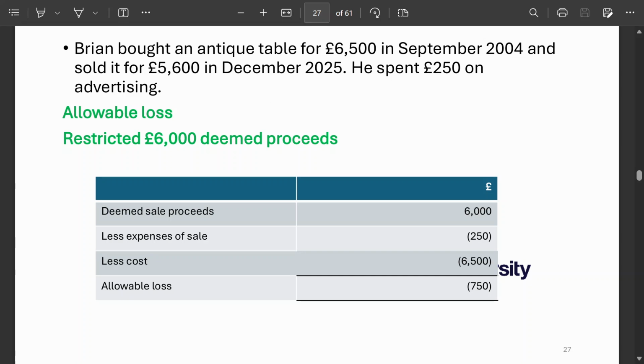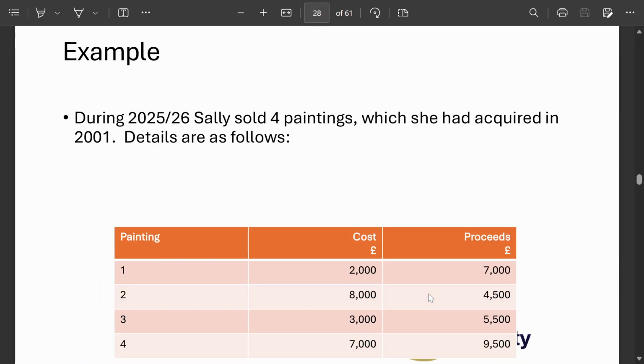So in this case, he bought it for 6.5 and he sold it for 5.6, but we will take the deemed sale proceeds of 6K. We won't take this 5.6, we'll take 6K. And then we will look at the incidental cost of sale. So sale proceeds is 6, then this 250, so there are also the expenses of sale. So your net sale proceeds are this minus this, and then you have less the cost, and that will give you an allowable loss of 750. Is this clear? Because it's falling in the top right corner. Okay, these are the various types of examples.